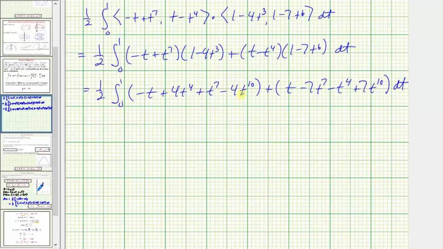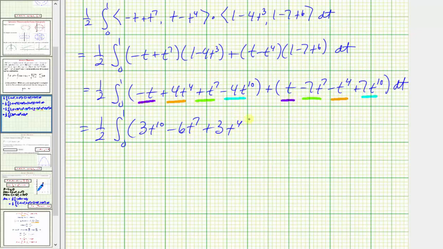And now we'll combine like terms. So we'd have 1/2 times the integral from 0 to 1 of, starting with the highest degree terms, we have 3t to the 10th, and then minus 6t to the 7th, plus 3t to the 4th, and the t terms simplify out. And now we integrate with respect to t, so we have 1/2, the antiderivative is going to be 3/11 t to the 11th minus 6/8 t to the 8th plus 3/5 t to the 5th.